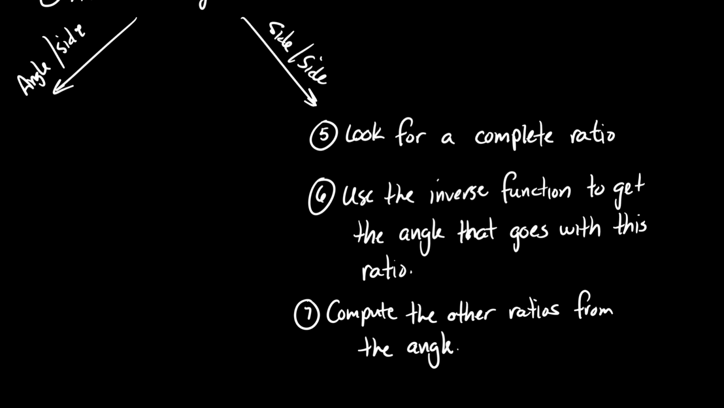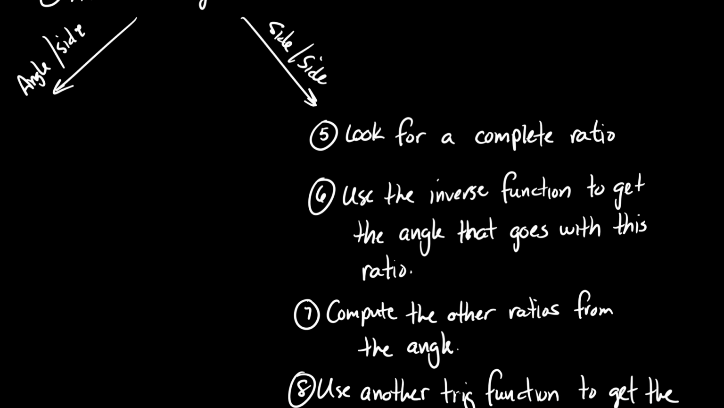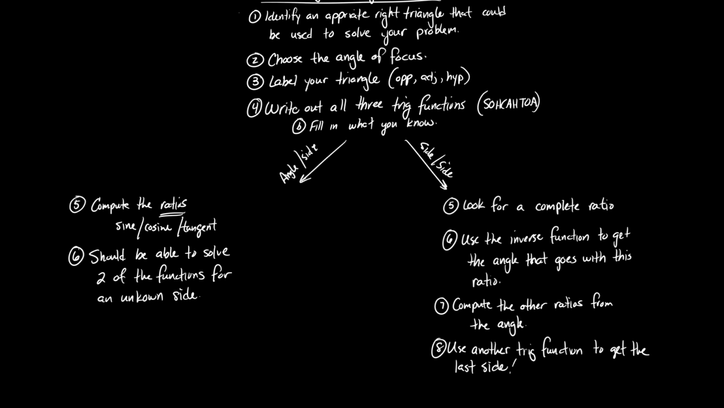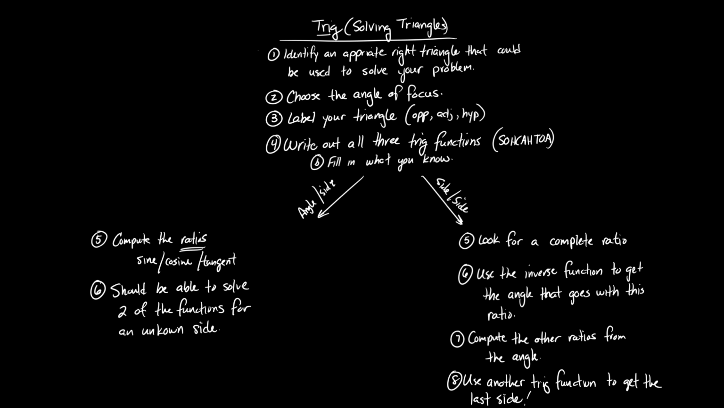So step 8. Use another trig function to get the last angle. I'm sorry, get the last side. This should do it, right? This should be able to make it so you guys have a path, a way to solve a triangle.